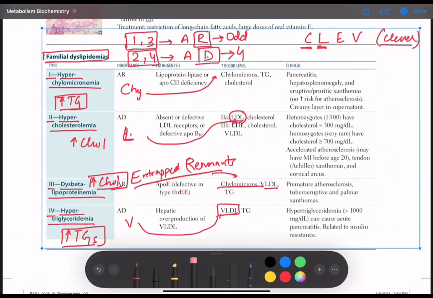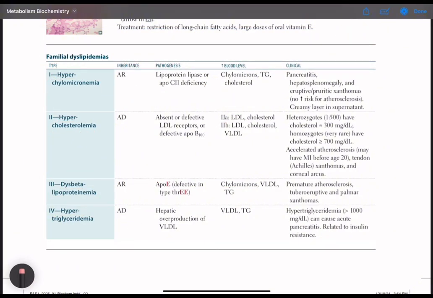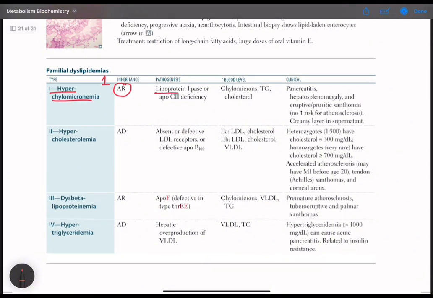So first of all we have type 1 hyperchylomicronemia. It follows the autosomal recessive pattern since it is an odd number, or 1. The main concerning problem is that these patients have lipoprotein lipase deficiency or ApoC2 deficiency. Since ApoC2 is a cofactor, these patients will have higher levels of both TGs as well as cholesterol.